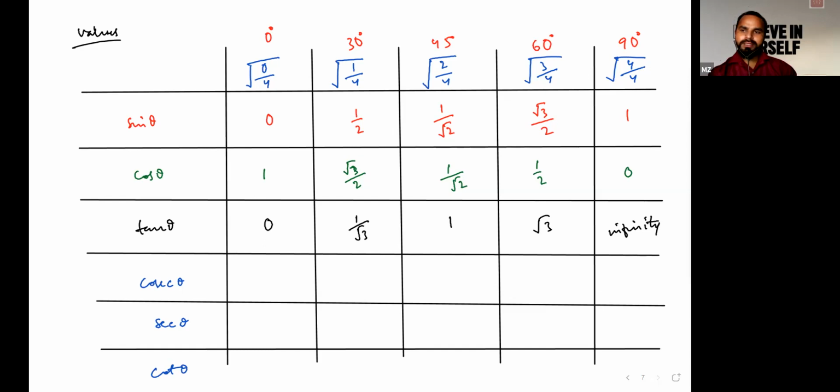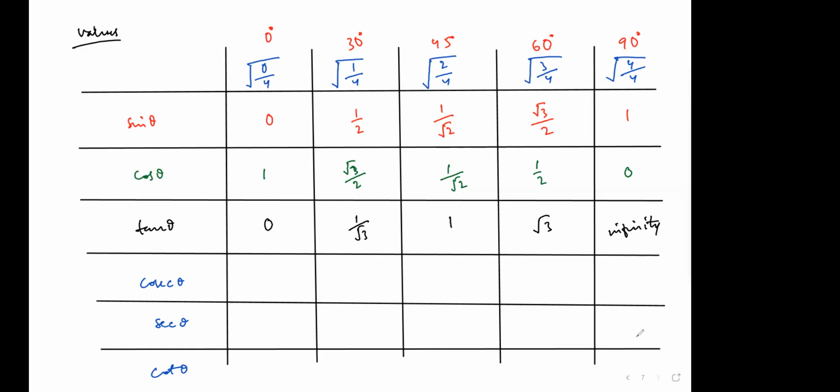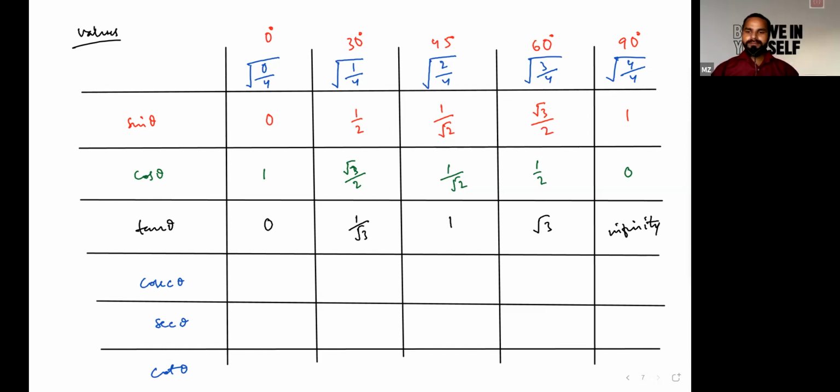Have you all done till this part? Yes, sir. Yes, sir. Ishan? Mohammed Umar? Done? Yes.